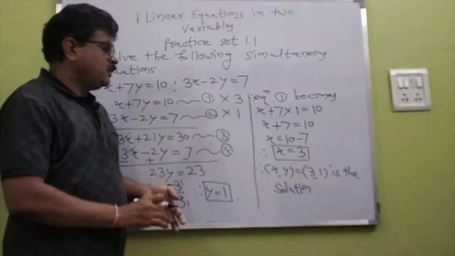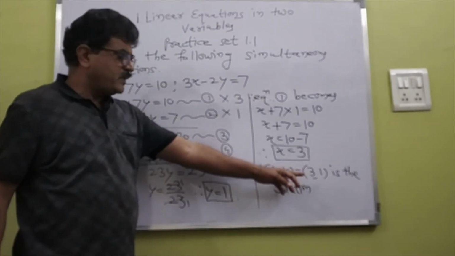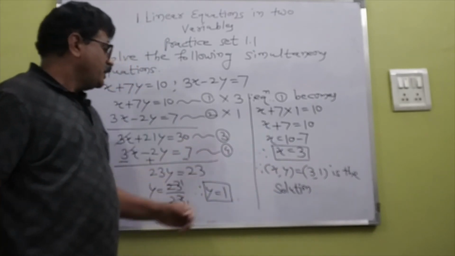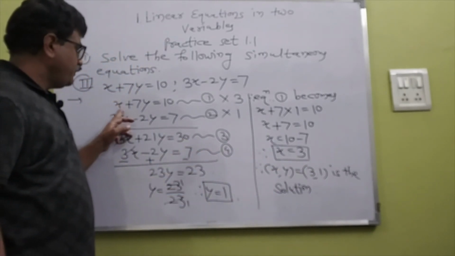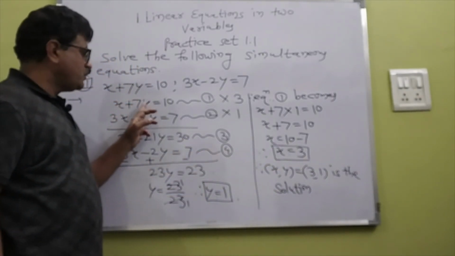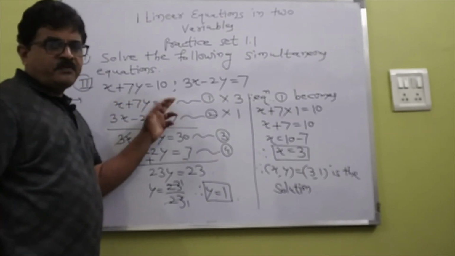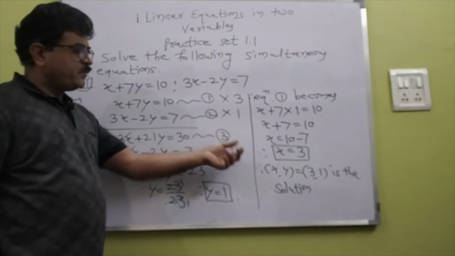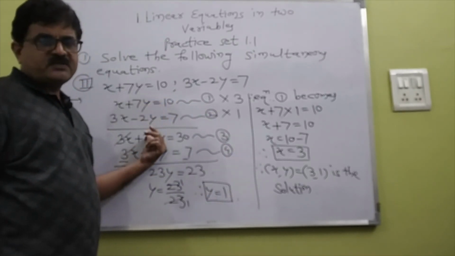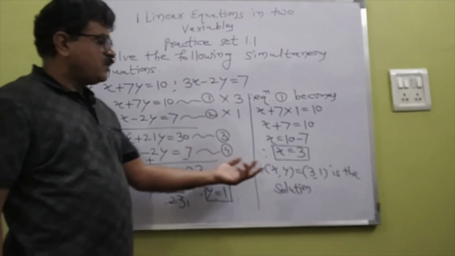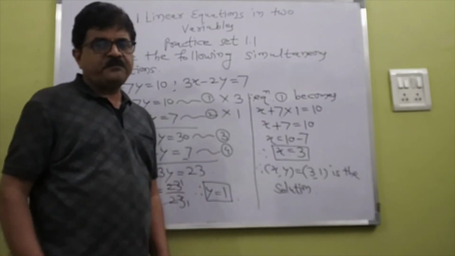Now we have to see whether this is correct or not. If we put the value of x is 3, 3 plus 7 into y is 1, 7 into 1 is 7, 3 plus 7 is 10, both sides are equal, therefore this satisfies these equations. Therefore our answer is correct.